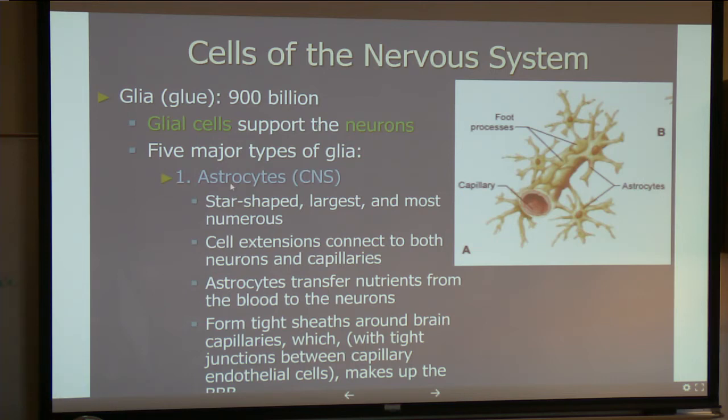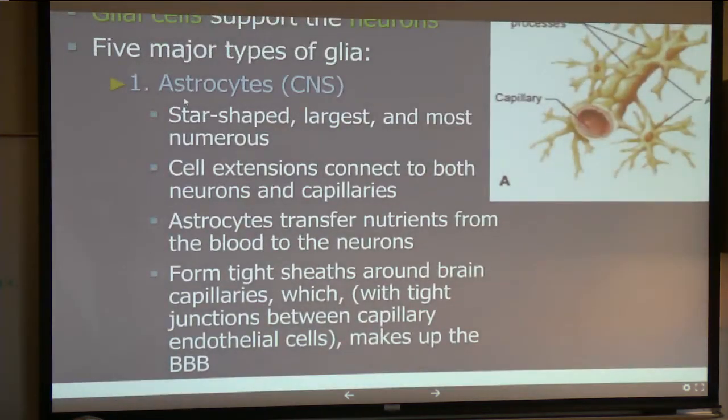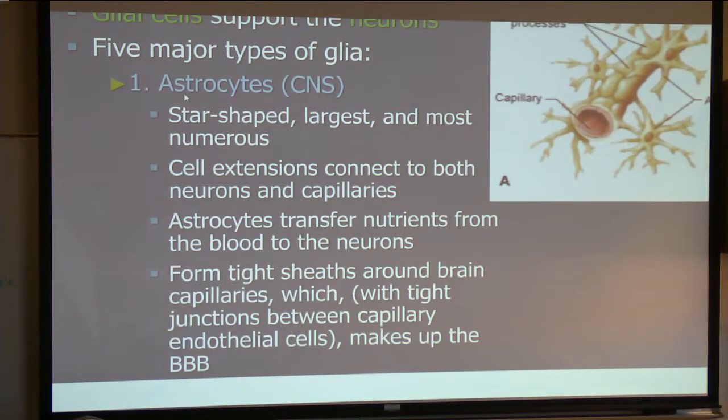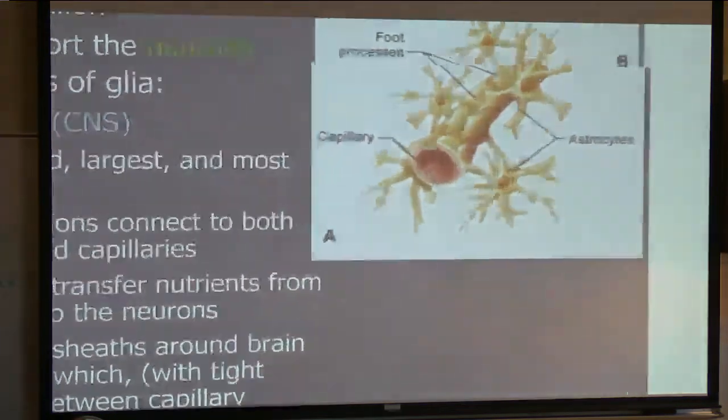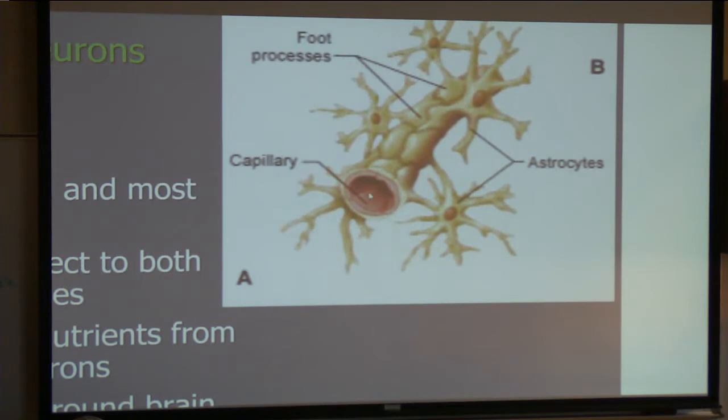All right, so type number 1, we can see right here, is called an astrocyte. Astro basically means it's shaped like a star. Okay, so it's a cell that's shaped like a star. So they are star-shaped, they are the biggest, the largest, and by far they are the most popular, the most numerous type of glial cell that we have. They're kind of cool with what they do. If you look at this picture, here we can see this is a capillary. Okay, so we have blood flowing through the capillary. You can see that these astrocytes actually wrap around the capillary.